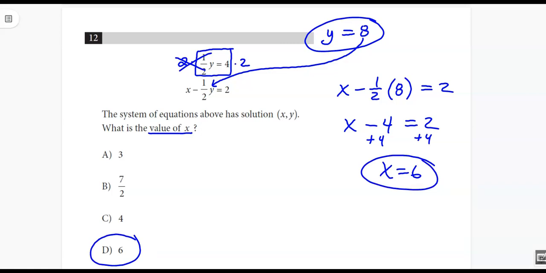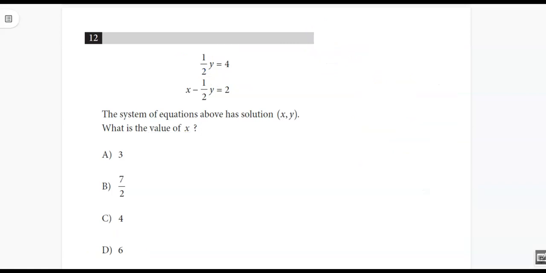Now there might have been another way. I know some people like to clear fractions, so I'll show you that way. To clear fractions, you just multiply everybody by the denominator.